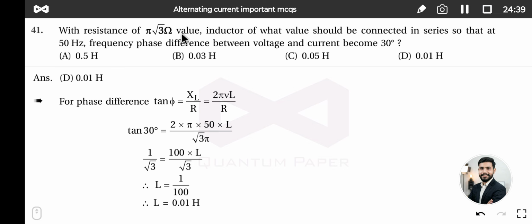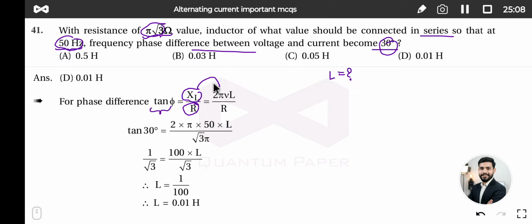With a resistance of pi into root 3 ohm, an inductor of what value should be connected in series so that, at 50 Hz frequency, the phase difference between the voltage and current is 30 degree? So we have to find the value of L, for which resistance is pi root 3, frequency is 50 Hz and the phase difference angle is 30 degree. The formula of phase difference in terms of inductor: tan phi is equal to XL upon R, where XL is 2 pi f L. Tan phi, the phase difference between voltage and current, is given to be 30 degree. Tan 30 value is 1 upon root 3.